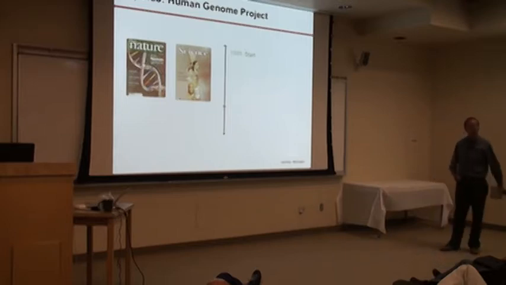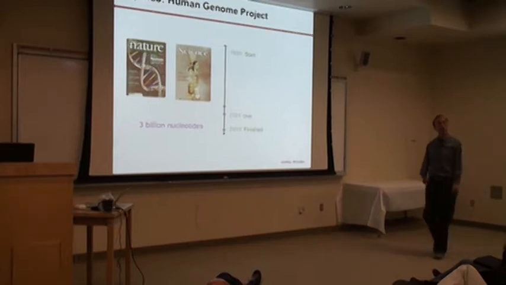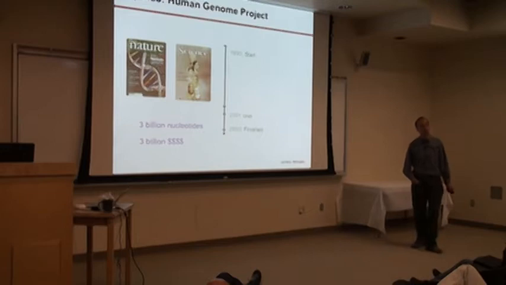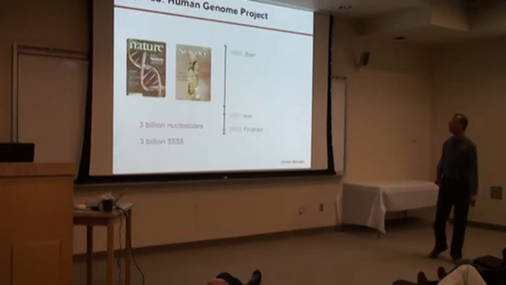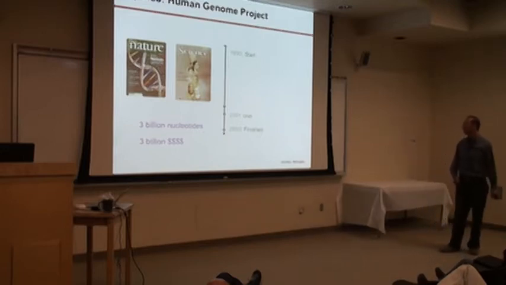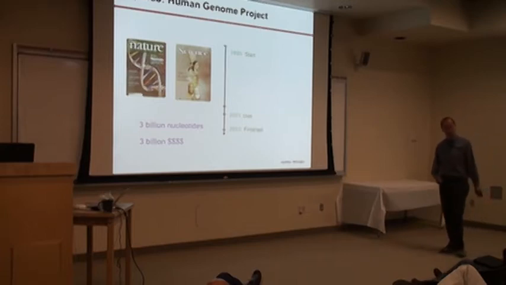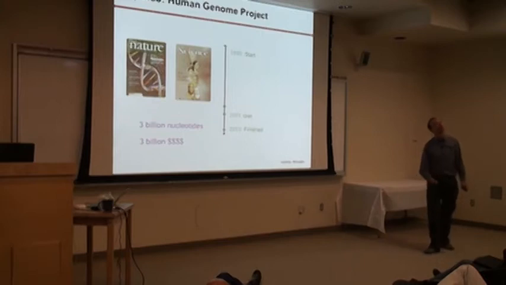And the impetus of this problem comes from the Human Genome Project. This project took 13 years. As I said, you want to sequence 3 billion nucleotides. It cost about $3 billion. So $1 per nucleotide. And by the way, this $1 is your dollar and my dollar. It's taxpayer dollars, actually.